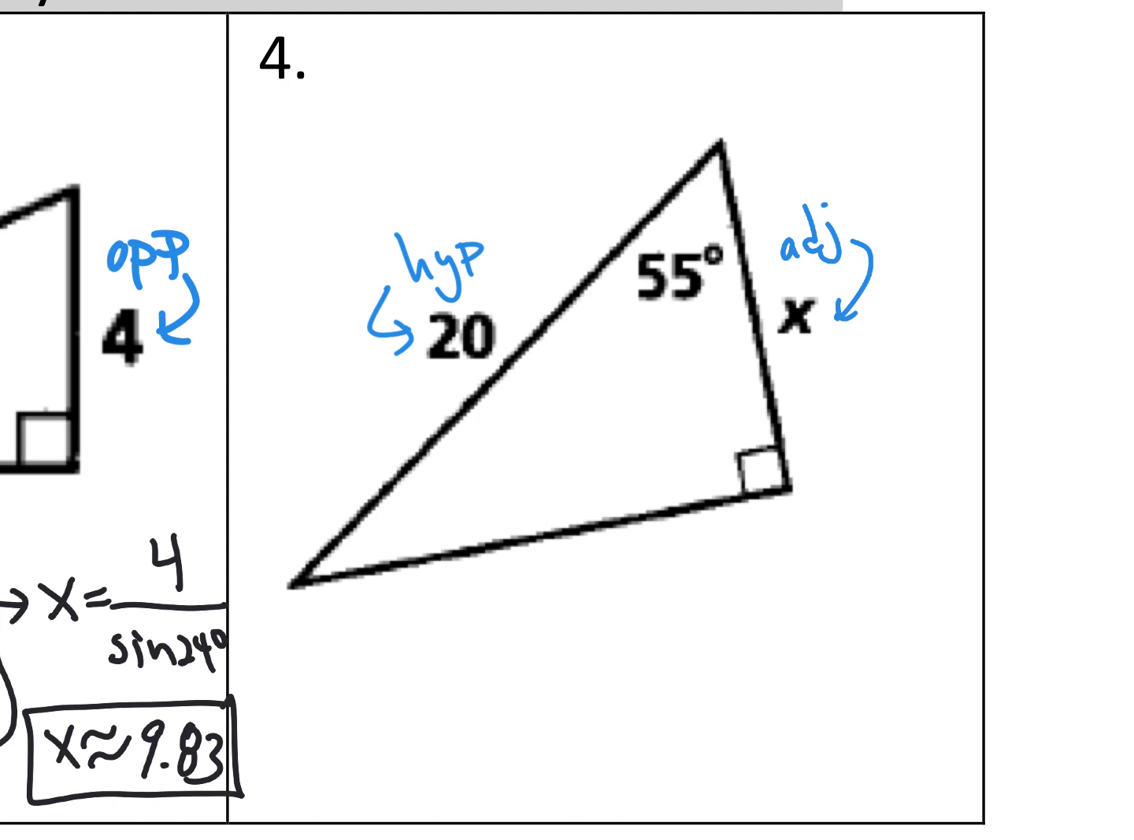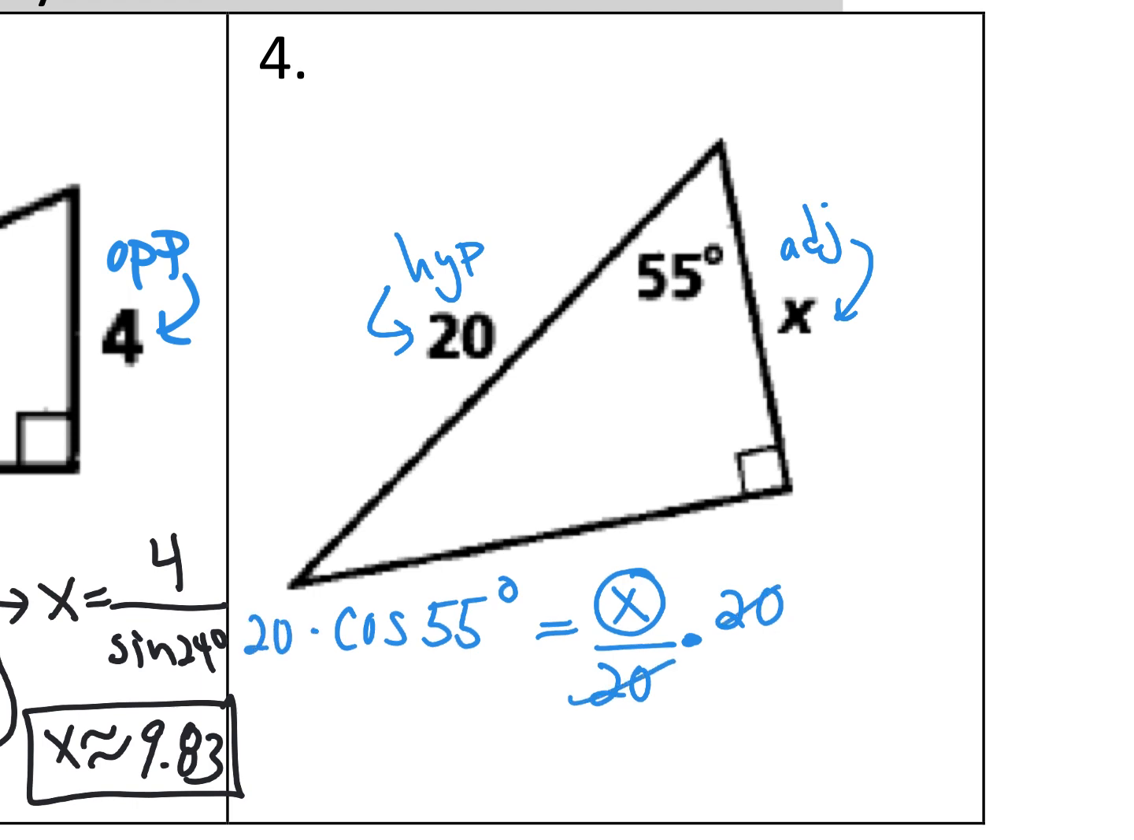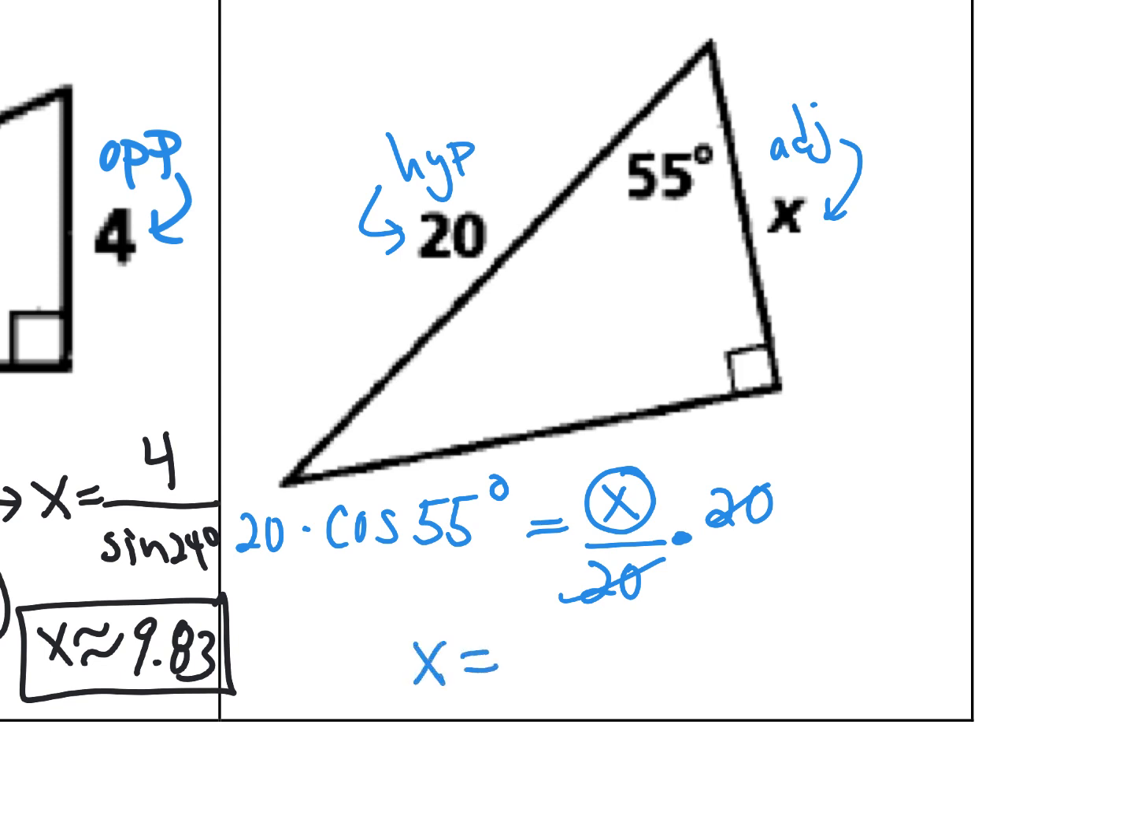Yeah, nice. So cosine of 55 is equal to our adjacent over our hypotenuse. And this is nice because, I mean, it's just an extra step when the x is on the bottom. It's kind of annoying. But x is on the top. So literally this time around, all we have to do is multiply both sides by 20 to get that x isolated. So I'm going to just multiply both sides by 20 and let my calculator do the rest of the work. So in my calculator, I'm going to type in 20 times the cosine of 55.